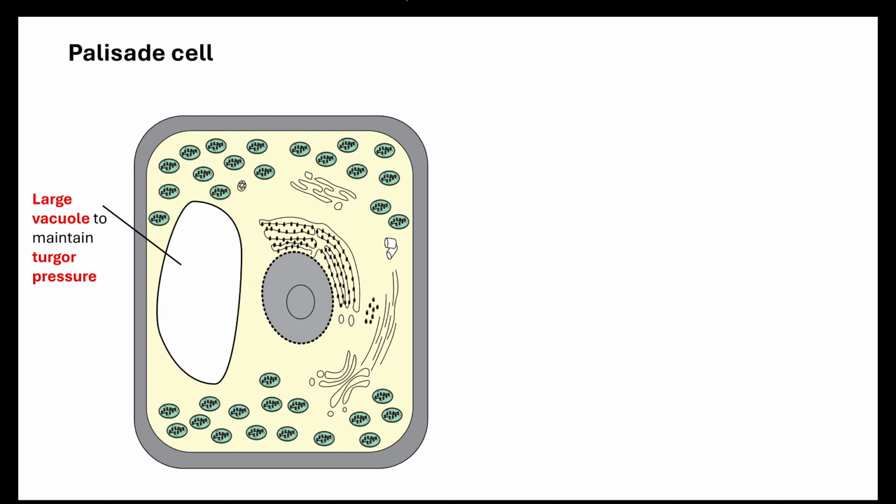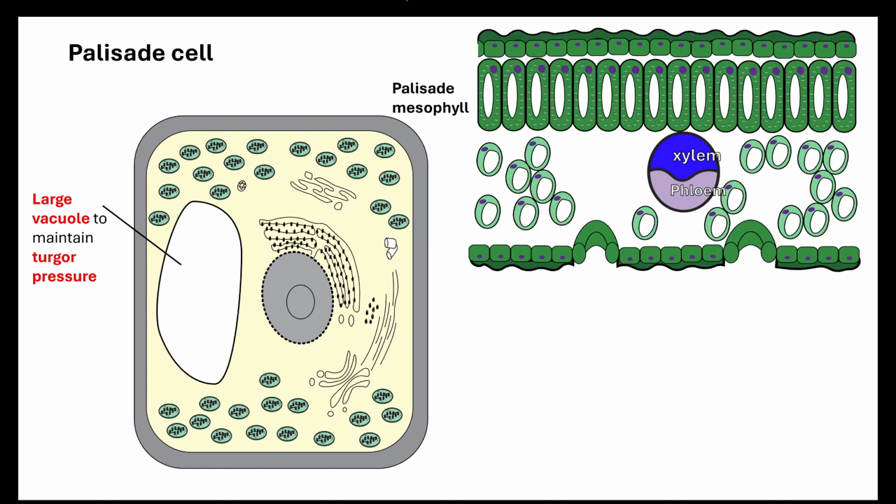Now, the large vacuole in the Palisade cell means that it can maintain turgor pressure. The Palisade cells are at the top region of the leaf, and they are known as the Palisade mesophyll when we look at it as a tissue. As you can see in my diagram, they are really long and really packed together, and that makes sure that they are maximizing the absorption of light that's going to come from the sun.